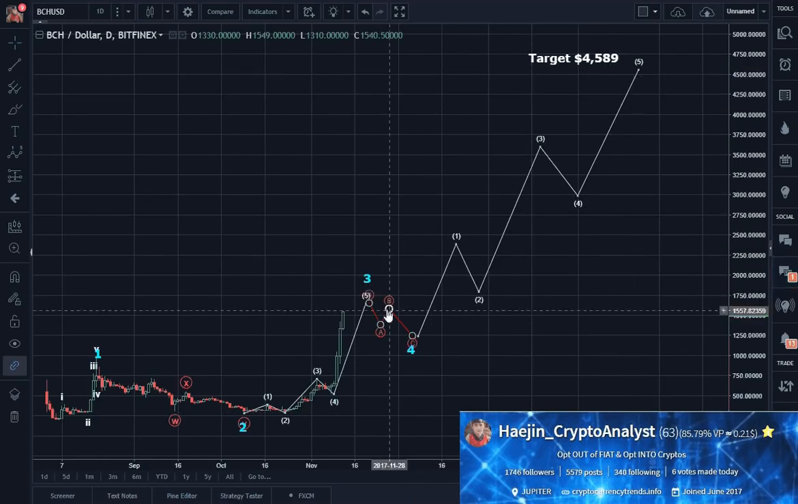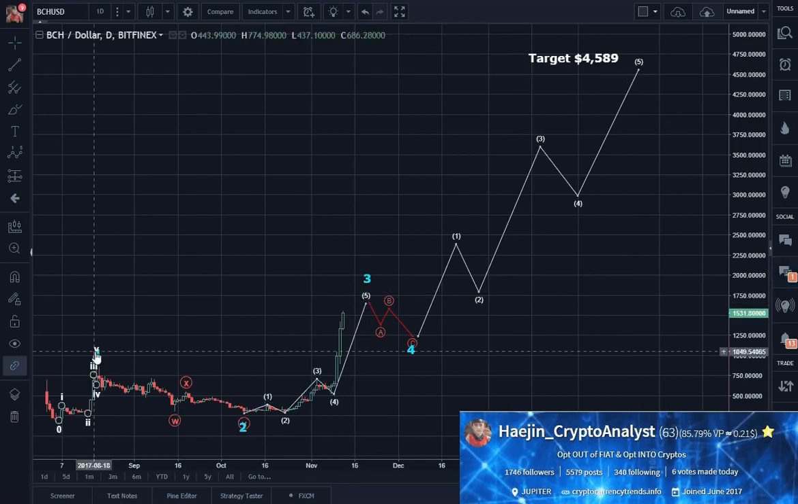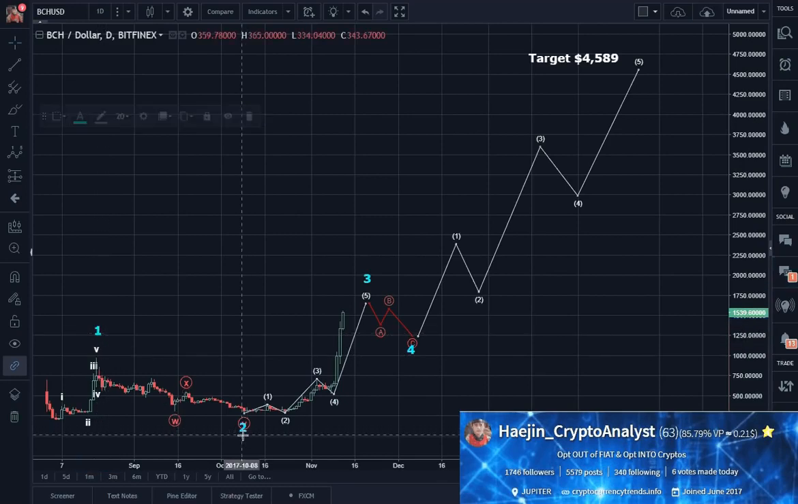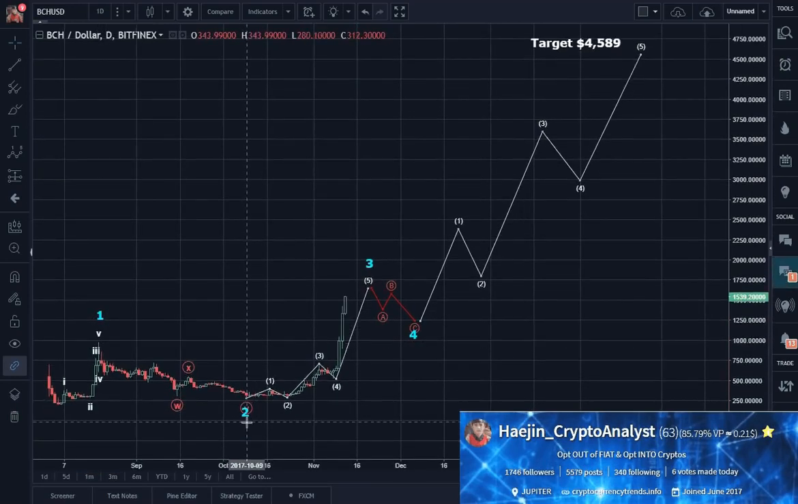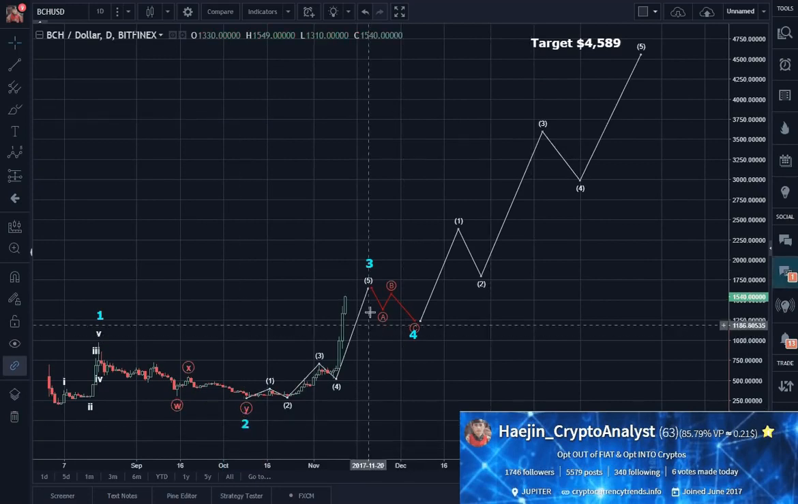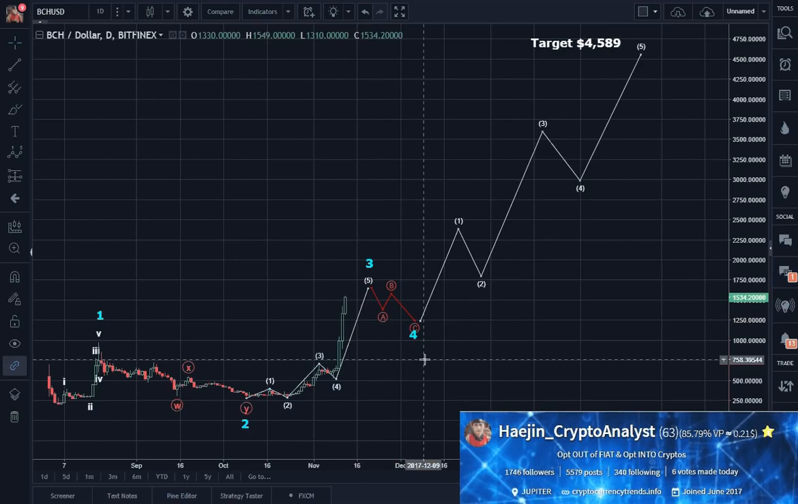And I think this is not a fairy tale. Why do I think it's not a fairy tale? Because Elliott Wave states that something's going to come out. I don't know what.